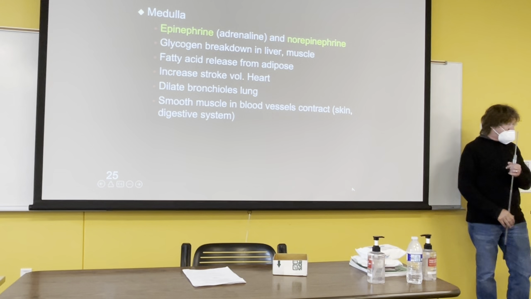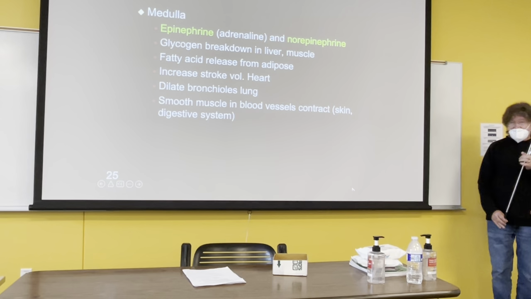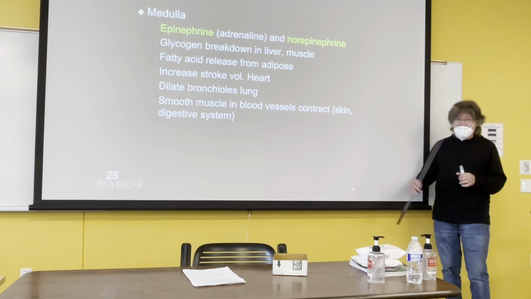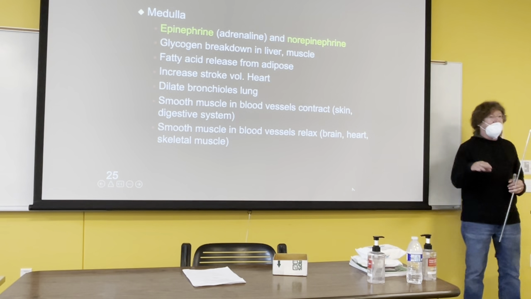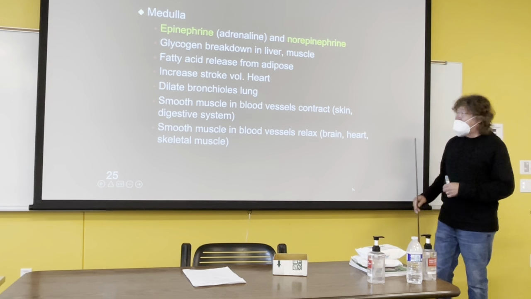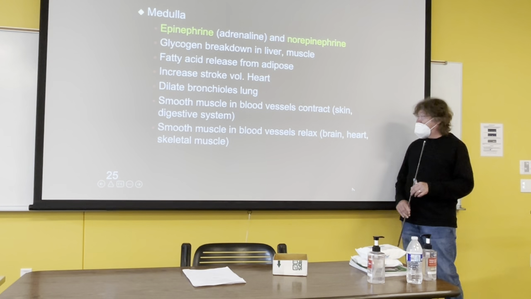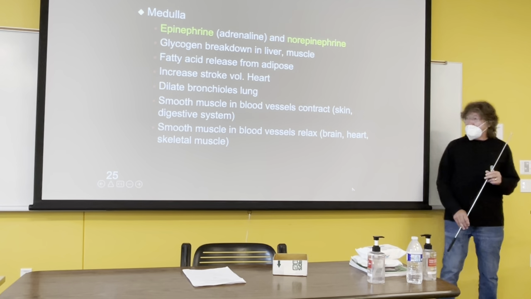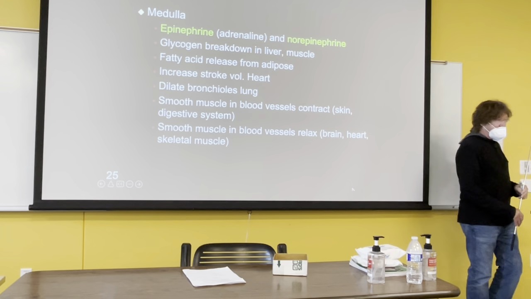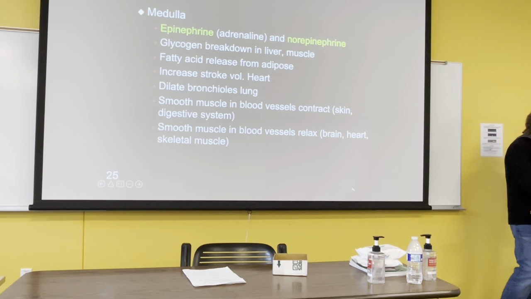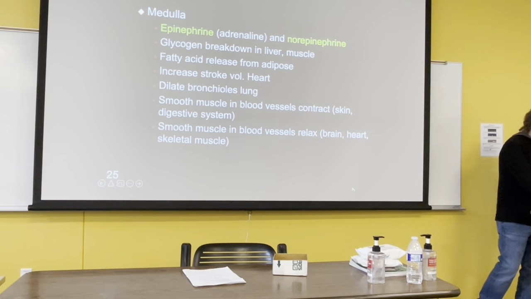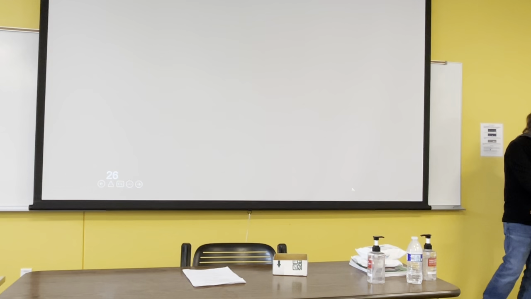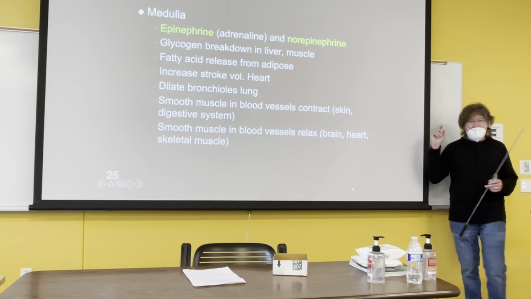And I already mentioned the smooth muscle going to the skin and digestive system, it vasoconstricts, shunting the blood away from the skin, shunting the blood away from the digestive system. The food can wait. There's another emergency here. And smooth muscle in arteries going to the brain, heart, and skeletal muscle, they vasodilate, because this is where you need the blood to go, so that the brain and heart and skeletal muscle can perform. Okay, so those are stress hormones.